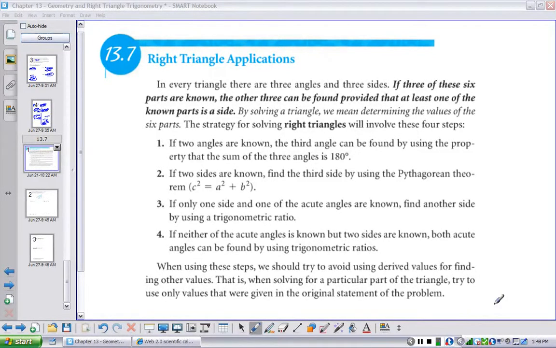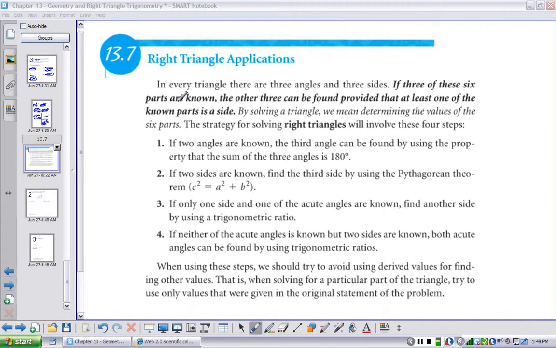All right, now we're going to look at right triangle applications and what that means, a few word problems. And we're going to use everything we've learned about right triangles in this chapter to do that. Every triangle has 3 sides and 3 angles. And if you know 3 of the 6 parts, then you can find the other 3 parts by using the different trigonometric ratios.